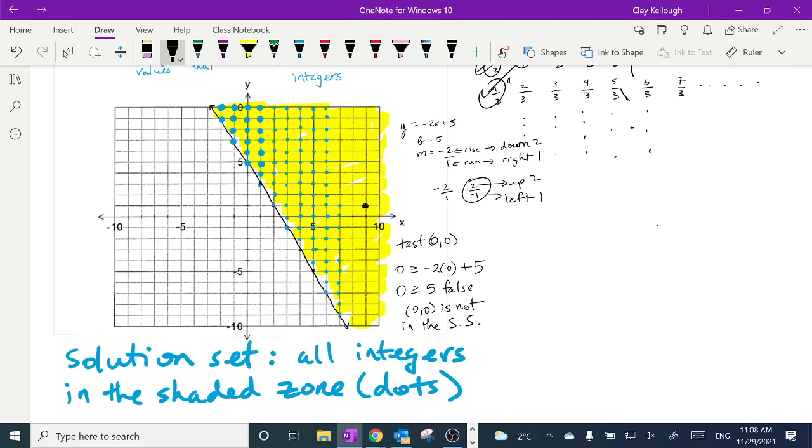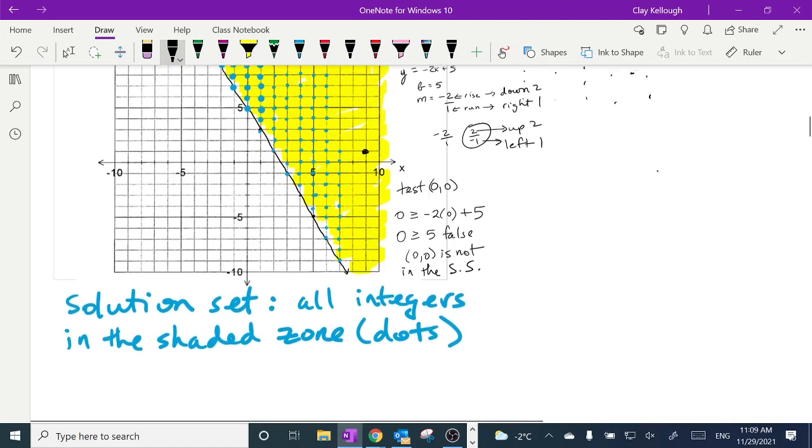How do we know 9, 1's an answer? Well, we know because it's in the zone. What if I didn't have a graph and I had to prove 9, 1's an answer? We'll get to an example like that in a minute. Okay, so you can go back and color dots yourself. I think we're good. Let's move on to the next example.